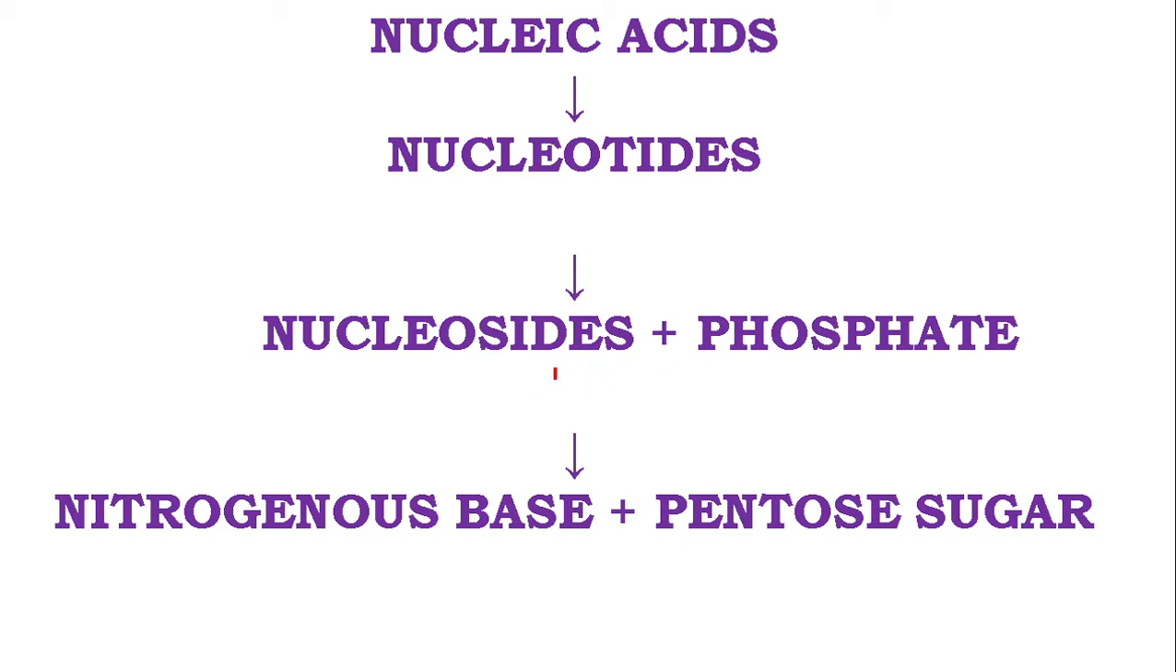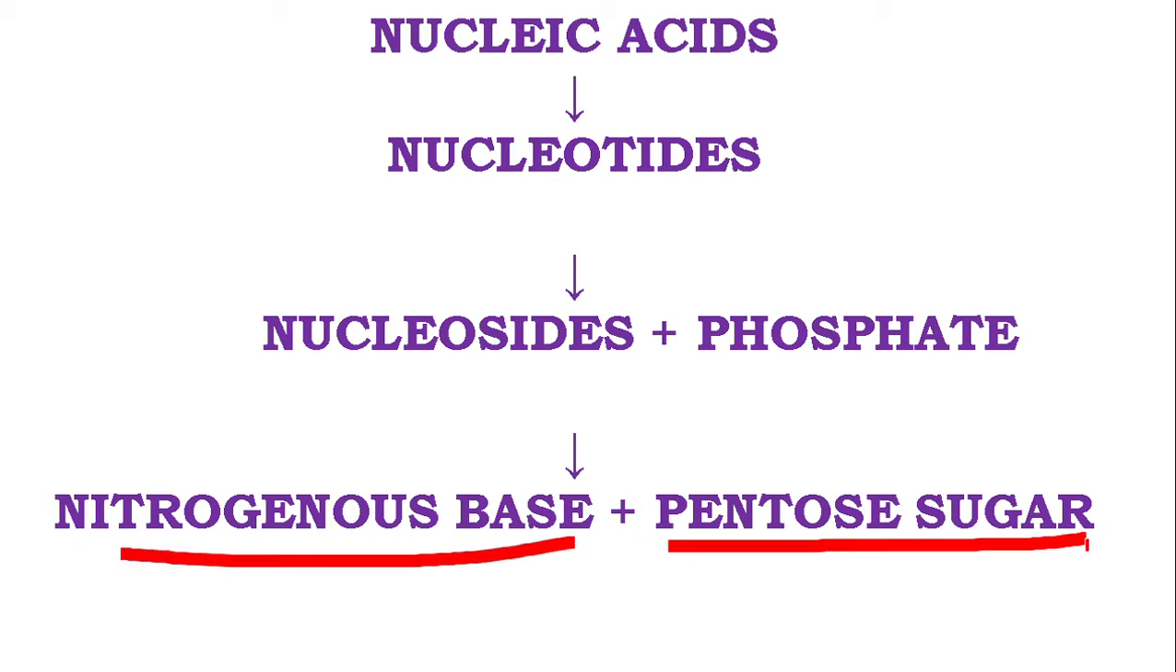And a nucleoside in turn is made up of a nitrogenous base and a pentose sugar. What's a nitrogenous base? A base material, a ring structure, a heterocyclic compound containing nitrogen. What's a pentose sugar? You have learned earlier that the pentose sugars are actually 5-carbon sugars. It is deoxyribose sugar in DNA and ribose sugar in RNA. So let us come to the structure of these components in detail.